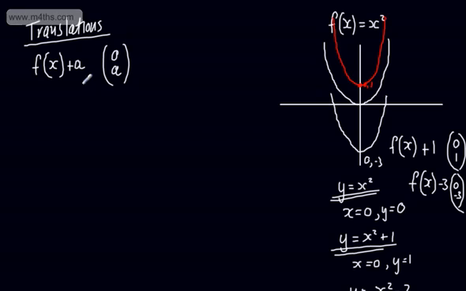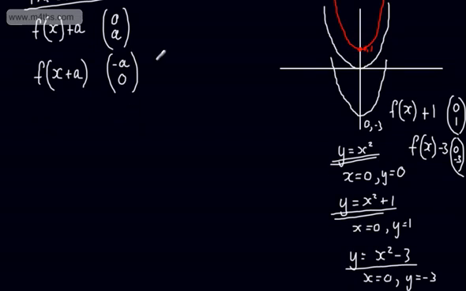Where we can see now the a, this is on the outside of what we call the argument. This is the argument, x is the argument. If it's on the outside, it's going to affect the y coordinates. If it's on the inside, it's going to affect the x coordinates. So the second translation we're going to look at is the f of x plus a. This is slightly less intuitive as it's now a minus a, 0 translation in the x direction.